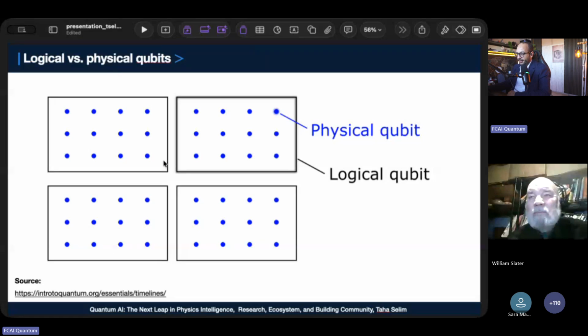Here we see a depicted image. If you have a physical qubit, those are the blue dots. Then the grouping of these is what gives the logical qubits as well.